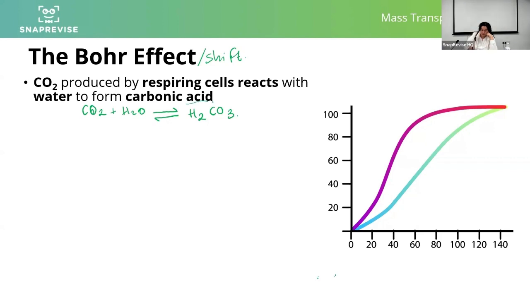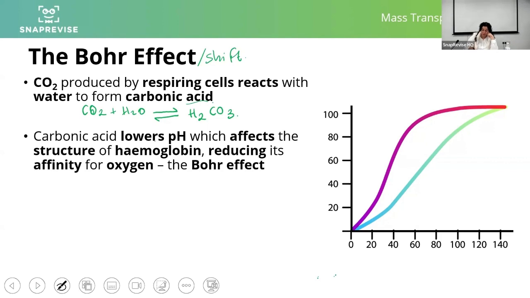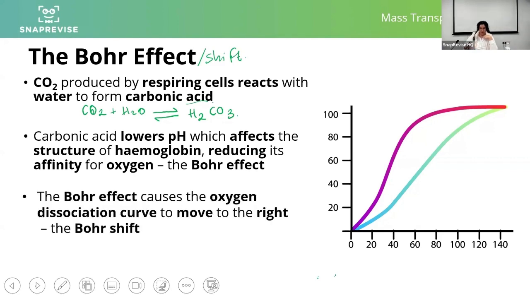Carbonic acid, as the word suggests, of course, is an acid. So what is the effect of that? It's going to lower the pH. We already know from our proteins and from our enzymes that their tertiary structure, their shape, can be affected by conditions of pH. So this lowered pH is going to affect the structure of hemoglobin. It's going to cause a slight conformational change to hemoglobin, which will reduce its affinity for oxygen, which explains why at highly respiring tissues, hemoglobin has a lower affinity for oxygen.